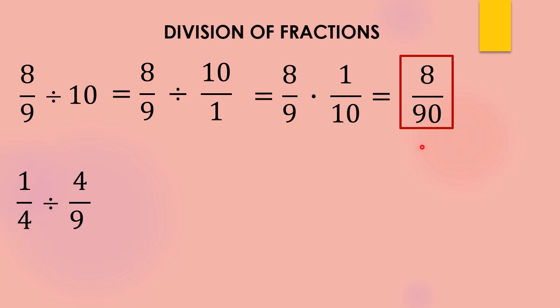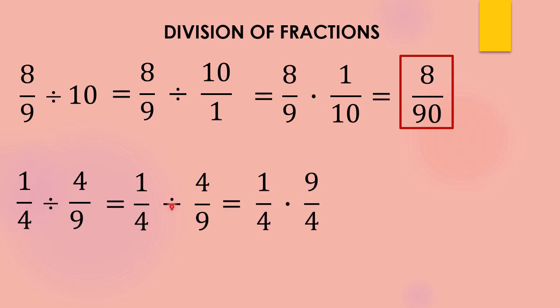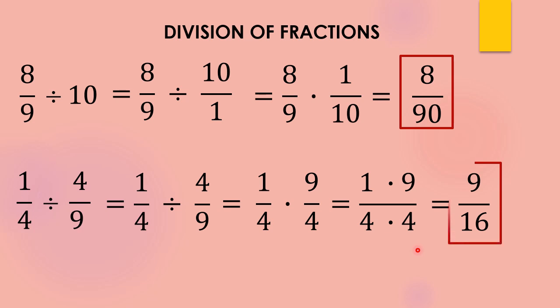Okay, so I have here another one. 1/4 divided by 4 over 9. So to divide, first we need to change the division symbol into a multiplication symbol. And then get the reciprocal of 4 over 9, it will become 9/4. So, multiply. 1 times 9, then 4 times 4. So, 1 times 9 is 9, then 4 times 4 is 16. So, we have 9 over 16 as our final answer.